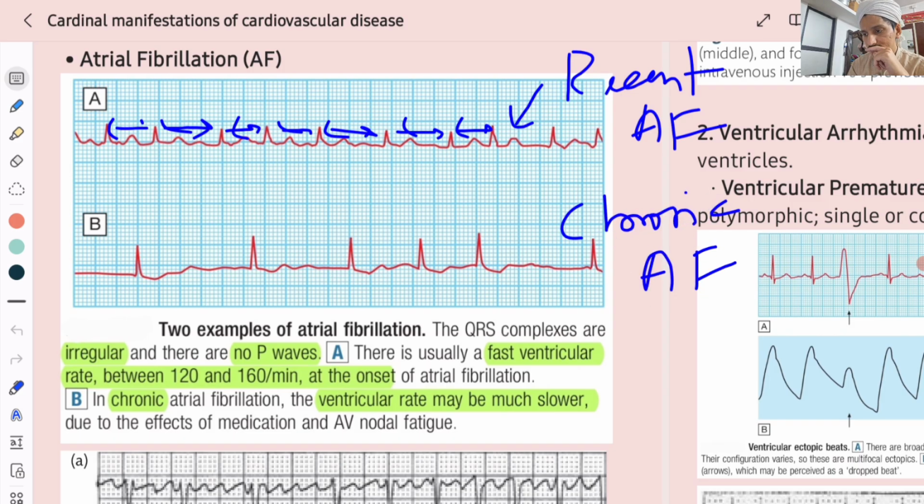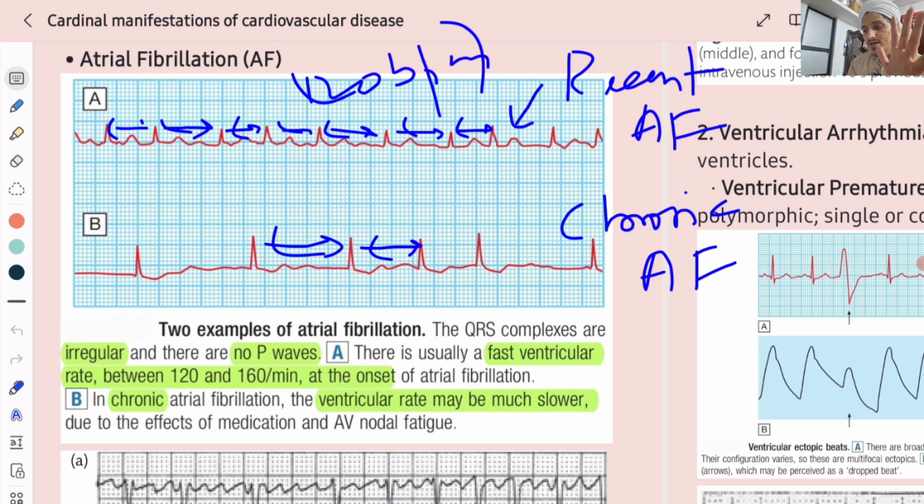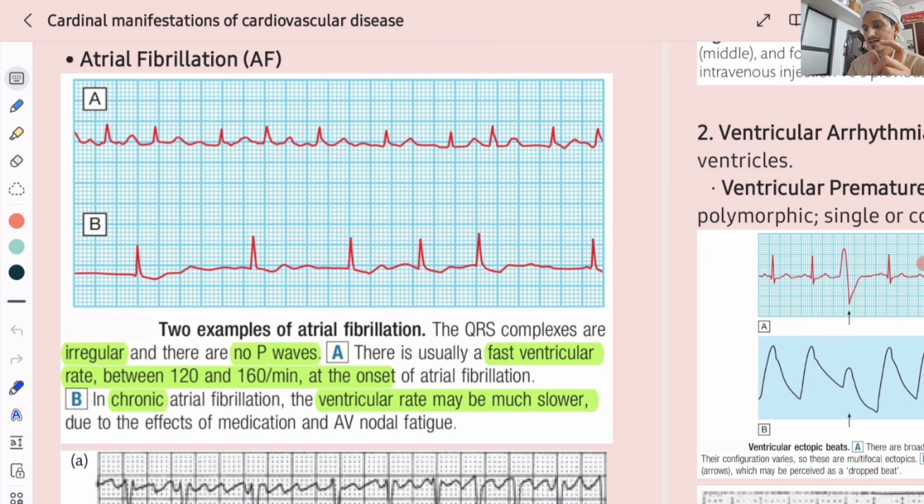Here the rate is somewhat 120 beats per minute. Again here there is an irregular interval, but the rate is not calculated by the normal 300 divided by the number of boxes between the RR interval in atrial fibrillation, because the interval is not regular. It is calculated by the 6-second method or the 10-second method. What that is, we will discuss when we are discussing specific tachycardia arrhythmias, the 6-second method and the 10-second method.